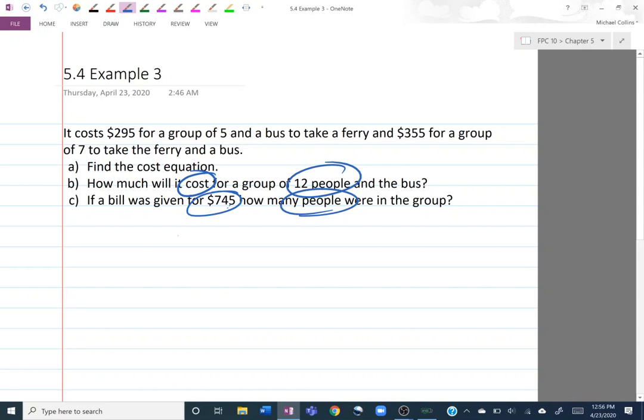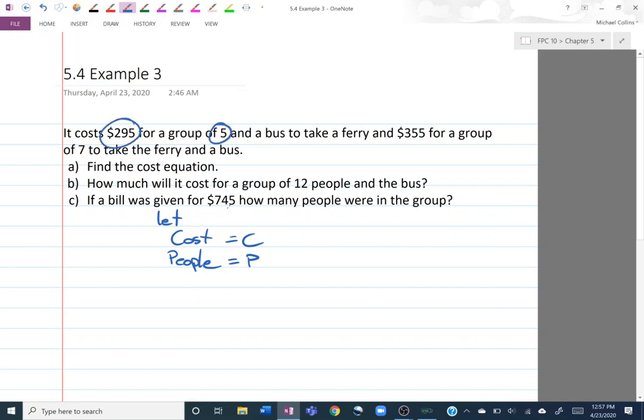So it sounds like we're talking about cost and people. I would call cost C and people P, and that makes my life pretty easy. And again, we usually write that as a let. So it reads let cost equal C and let people equal P. A, find the cost equation. It looks like I have a cost with a number of people and another cost with a number of people.